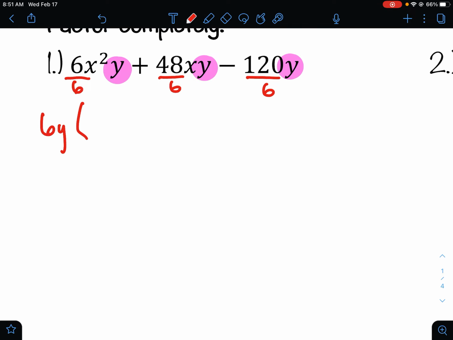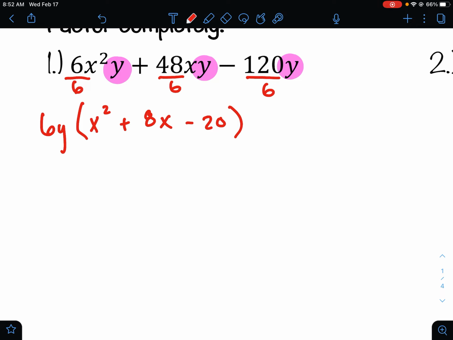Now, when I go in parentheses to put what's left over, I am going to divide all the numbers by 6 and then take a y away from each term. So 6 divided by 6 obviously is just 1, so it's just x squared plus 48 divided by 6 is 8. So you have 8, and then there's an x there because the y is gone. And then negative 120 divided by 6 is negative 20. And then the y is gone.